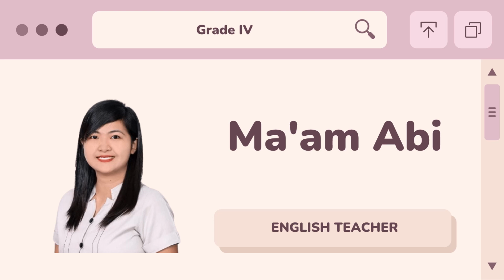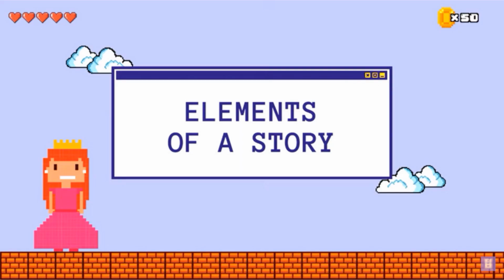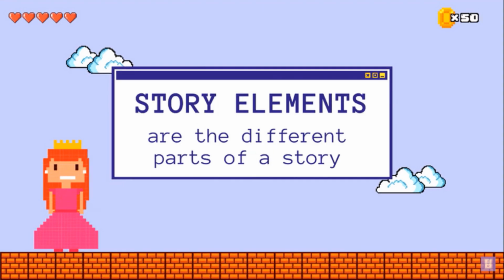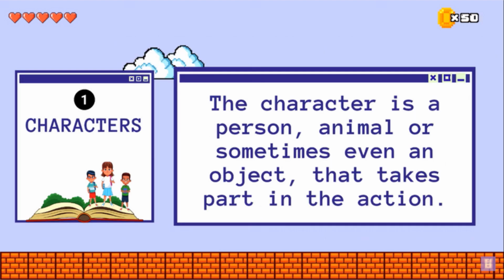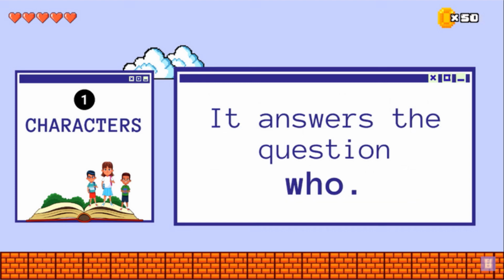Today, we're going to tackle a new lesson, and it is all about the elements of a story. Story elements are the different parts of a story. The three basic elements are the characters, the setting, and the plot. The character is a person, animal, or sometimes even an object that takes part in the action. It answers the question who.